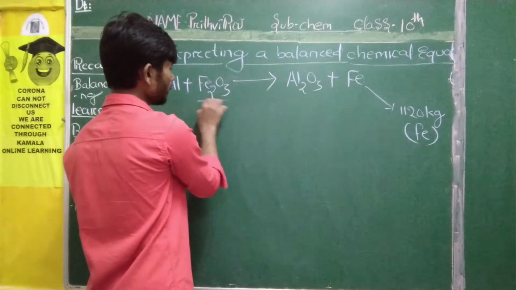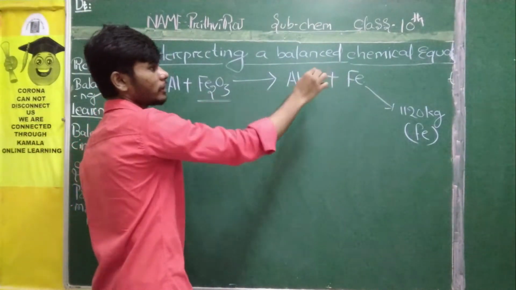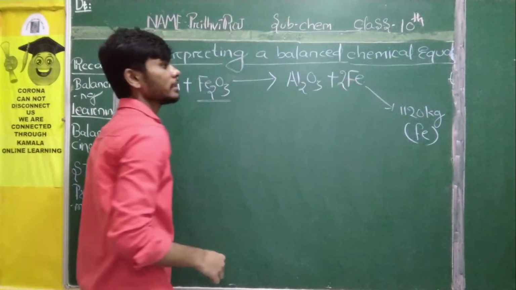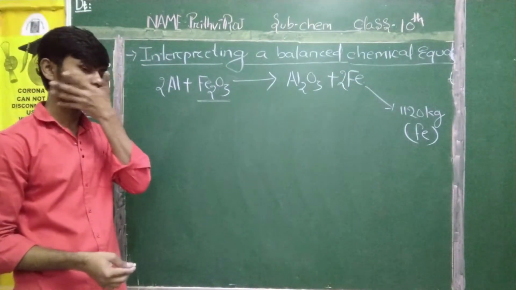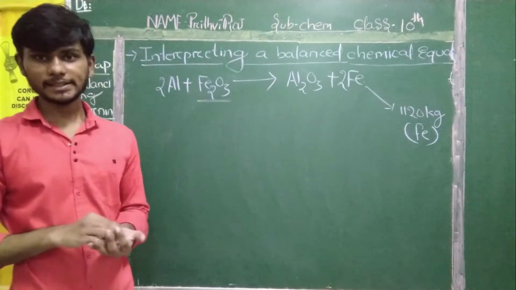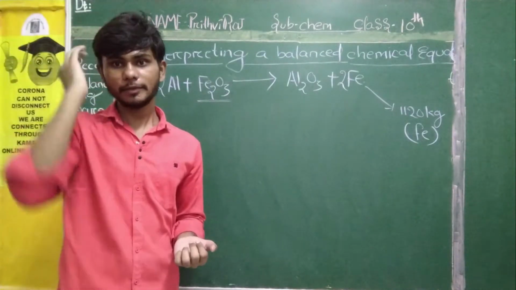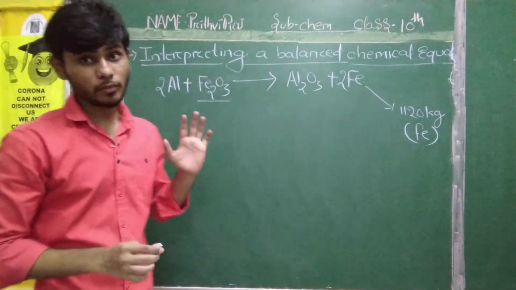Now you can see this step, Fe2O3. Here only 2 Fe are there. So I will multiply by 2 over there. So the reaction is balanced. Is the reaction balanced or not? Very easy, right? Now what do we need to see?